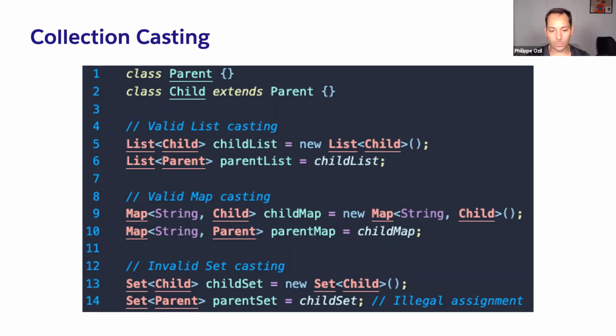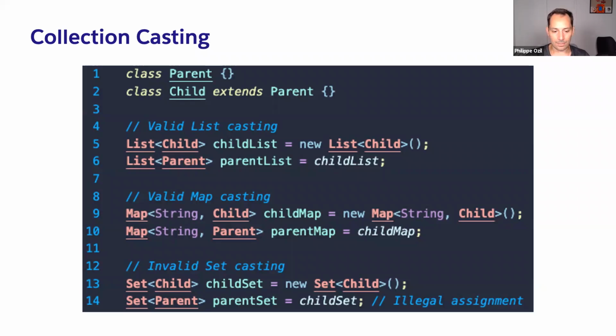So this can be convenient when working with large sets. Instead of recreating everything and just adding elements manually, you can do some level of casting. What is, I think, surprising and not necessarily known is that you cannot do the same thing with a set. So you can do this with a list, but you cannot do this with a set. That's the last example here at the bottom, lines 13 and 14. You cannot get a set of child elements and assign it to a set of parents. This will result in a runtime error with an illegal assignment error. That's the way the runtime works.